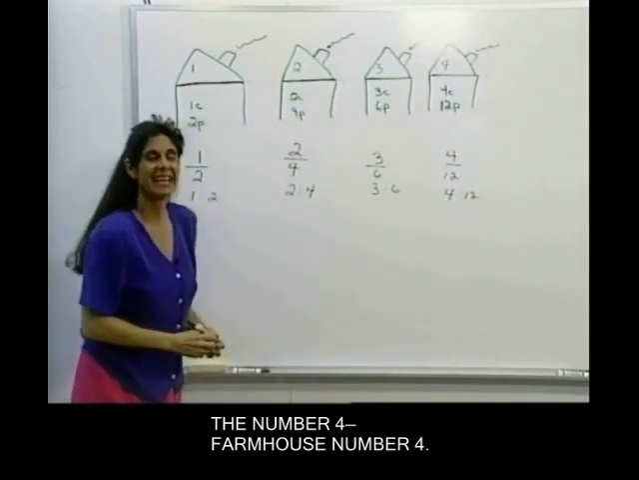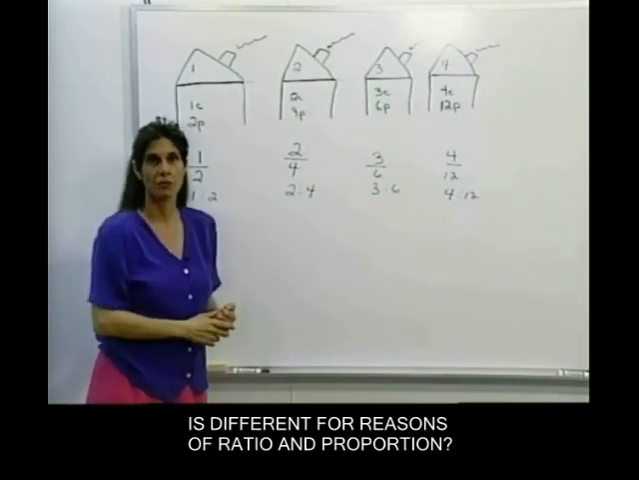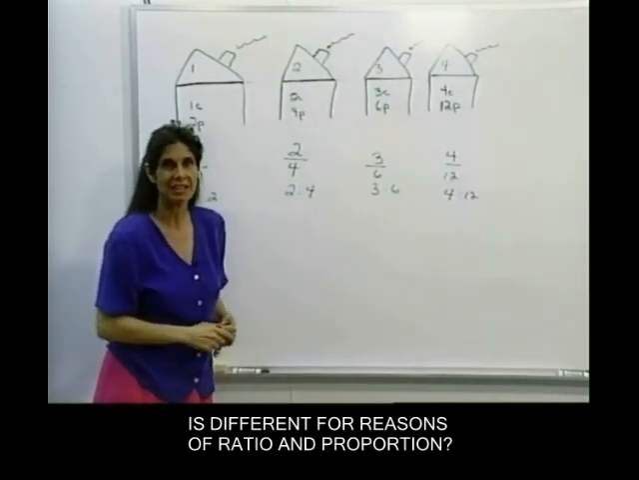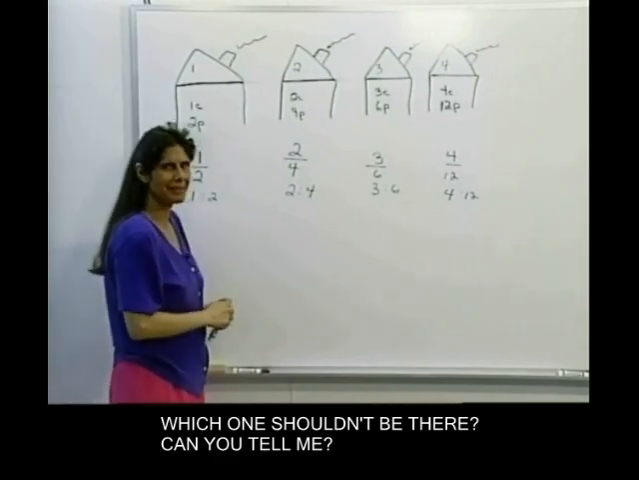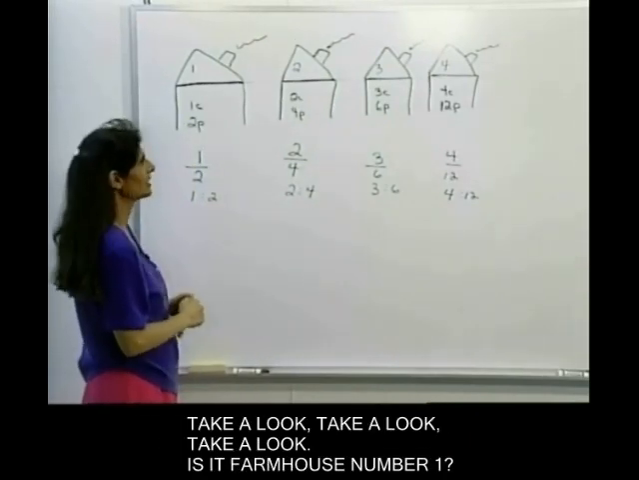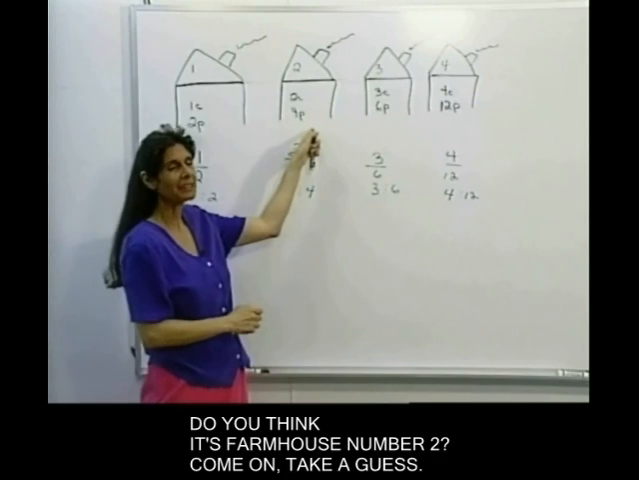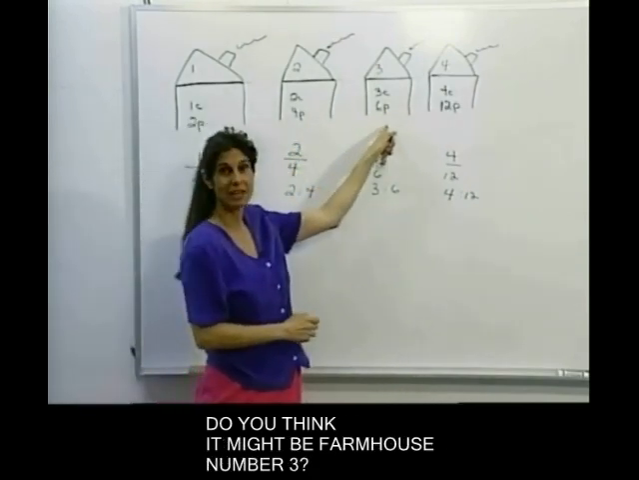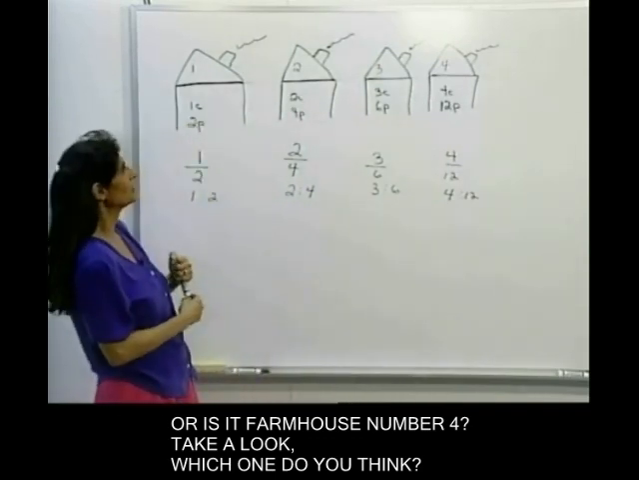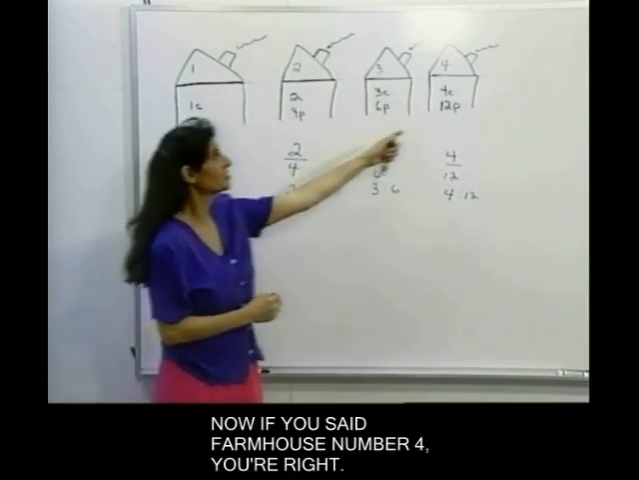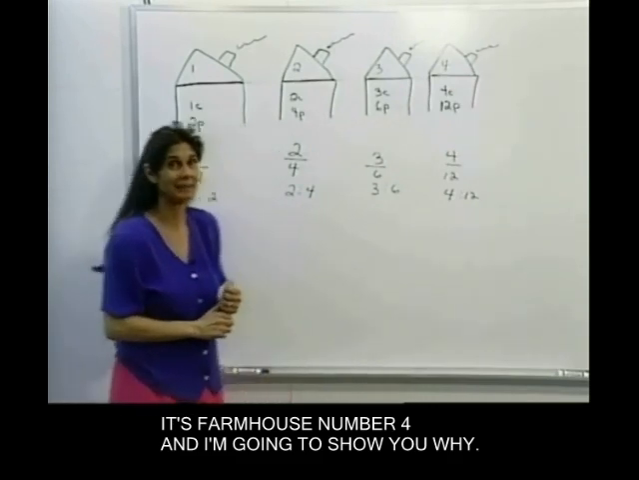Can you tell me which one of these farmhouses is different for reasons of ratio and proportion? If they were all on the same ratio and proportion block, which one shouldn't be there? Take a look. Is it farmhouse number 1? Do you think it's farmhouse number 2? Come on, take a guess. Do you think it might be farmhouse number 3? Or is it farmhouse number 4? Now, if you said farmhouse number 4, you're right. I'm going to show you why.